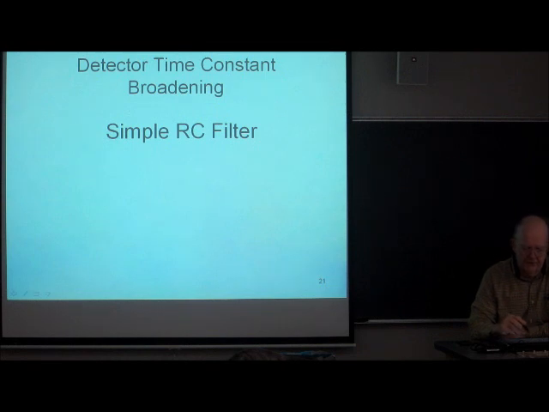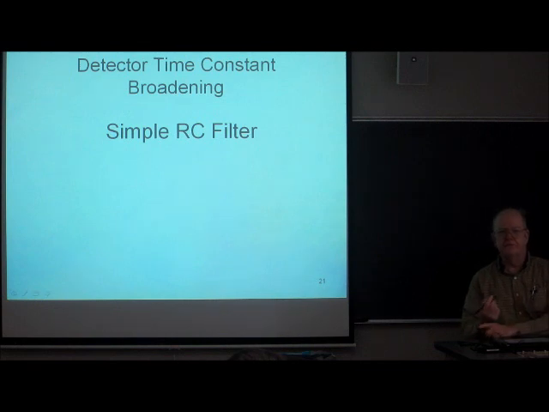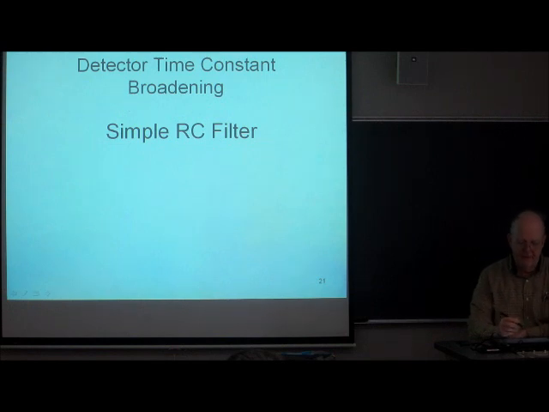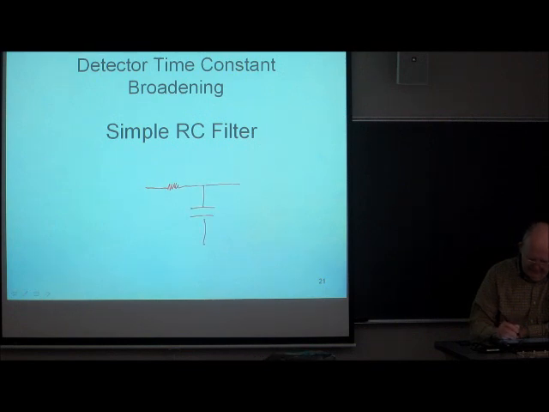There are a lot of different ways we can talk about or treat the detector time constant broadening, but I'm going to assume that the detector behaves as a very, very simple electronic filter. And the simplest filter I know of is the capacitor resistive filter, frequently called just an RC filter. Here's my input. The input is measured with respect to ground, and here's my output.